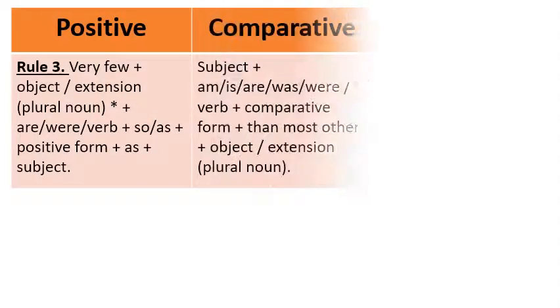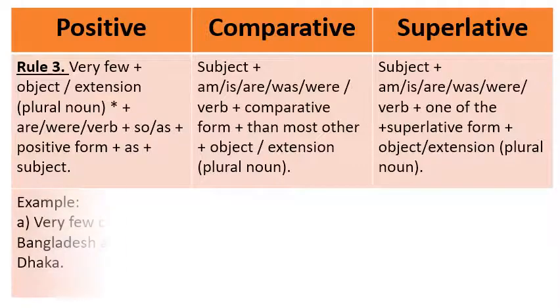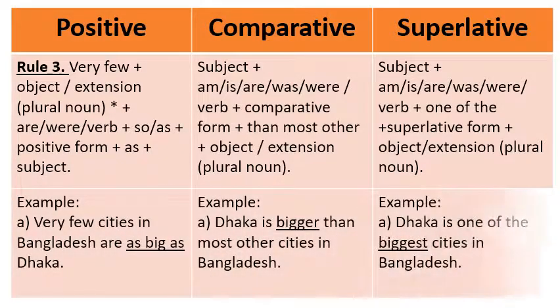Now let us see rule number 3. If you are getting a structure in positive degree like this: very few plus object or extension or plural noun plus are, were plus so or as plus positive form plus as plus subject. So when you convert it into comparative and superlative degree, the structure will be different. So first of all, let us see an example of positive form. Very few cities in Bangladesh are as big as Dhaka.